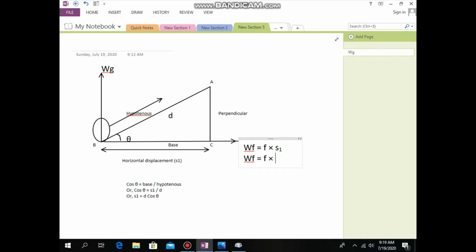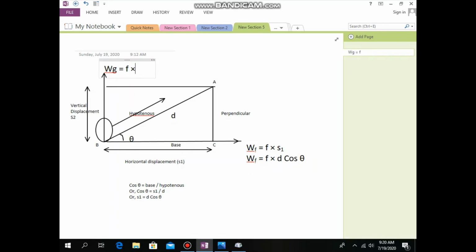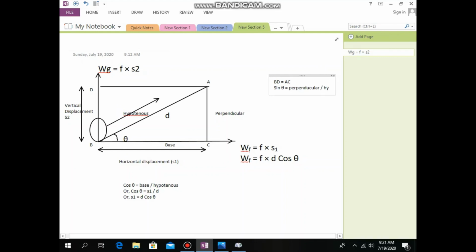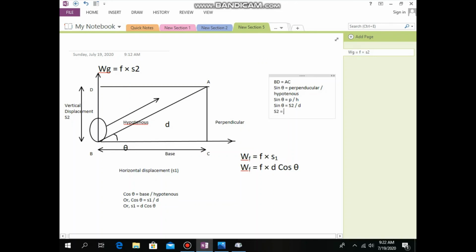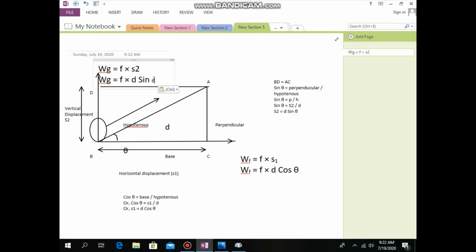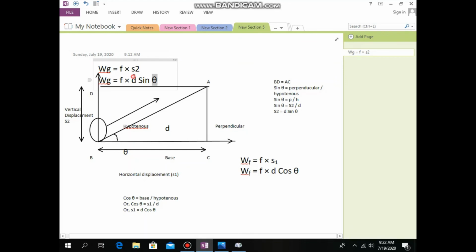For the equation of WG, the force into displacement gives sine theta. Sine theta equals P, perpendicular, divided by hypotenuse. The value of P, you know, it is S2, isn't it? The value of P is S2, and the value of H is D. Yes, BD is S2 means AC is also S2. So by cross multiplying, you get S2 equals D sin theta. Now substituting this value here, what you get is F into D sin theta. See, this is how you get WG equals F into D sin theta and WF equals F into D cos theta.